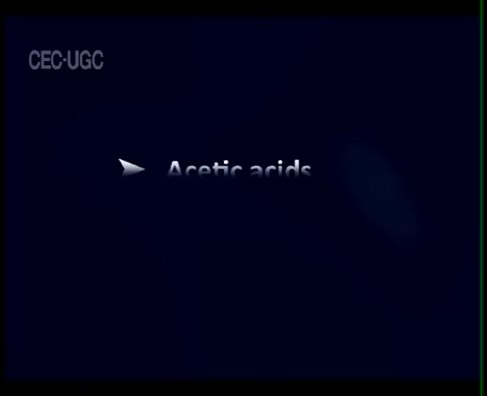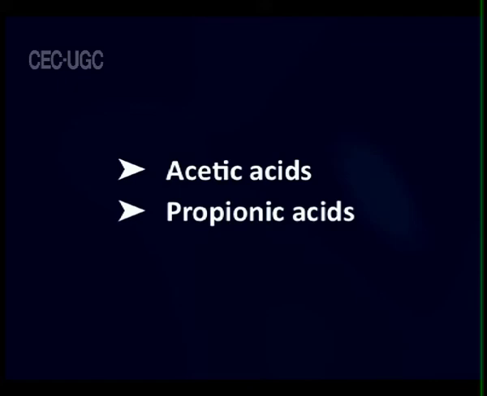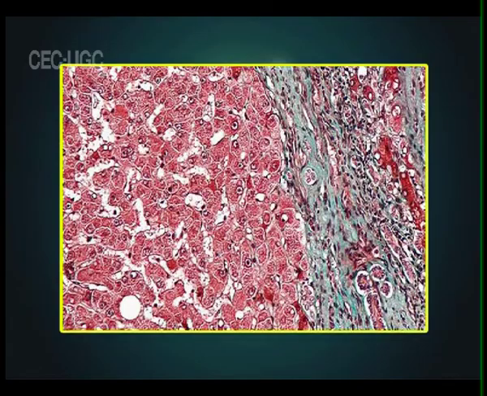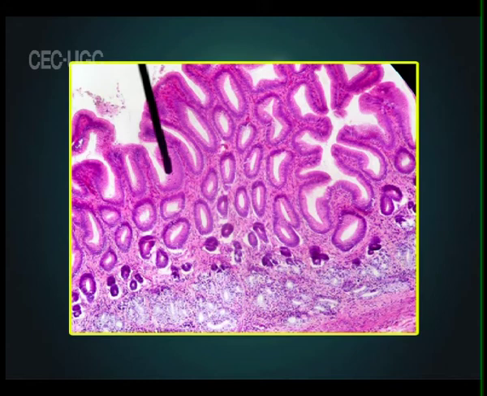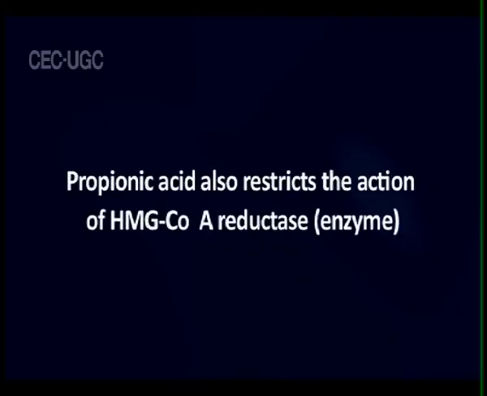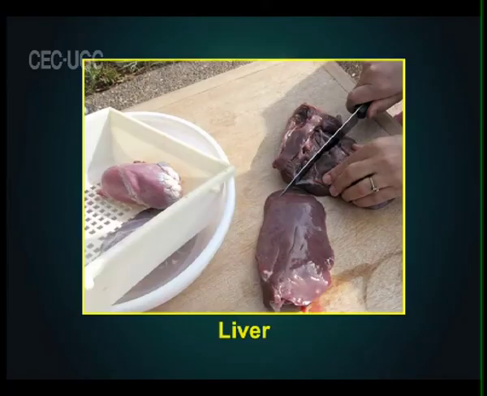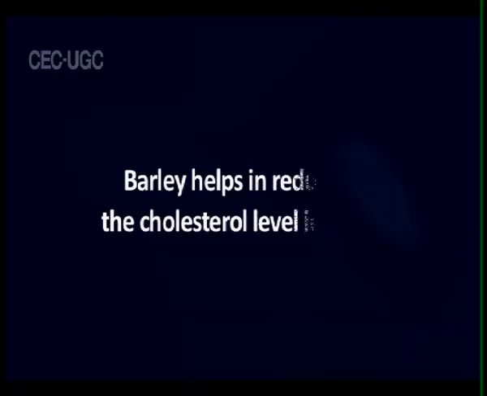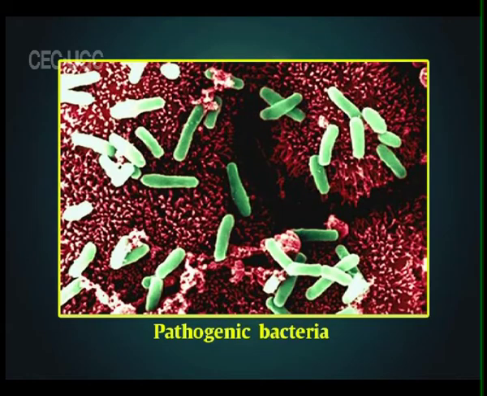The dietary fiber in barley aids the production of acetic and propionic acids, which serve as the fuel for liver and muscle cells. Propionic acid also restricts the action of HMG-CoA reductase, which is involved in cholesterol production in the liver. In this way, barley helps in reducing the cholesterol level in blood. The friendly bacteria that are fed by barley's insoluble fiber also help in removing the pathogenic bacteria from the body.